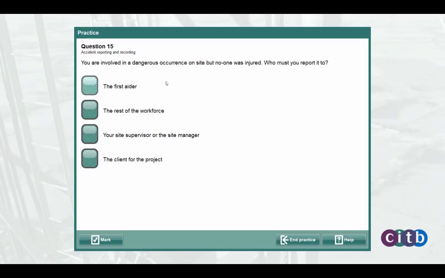You are involved in a dangerous occurrence on site, but no one was injured. Who must you report it to? The first aider. The rest of the workforce. Your site supervisor or the site manager. The client for the project.